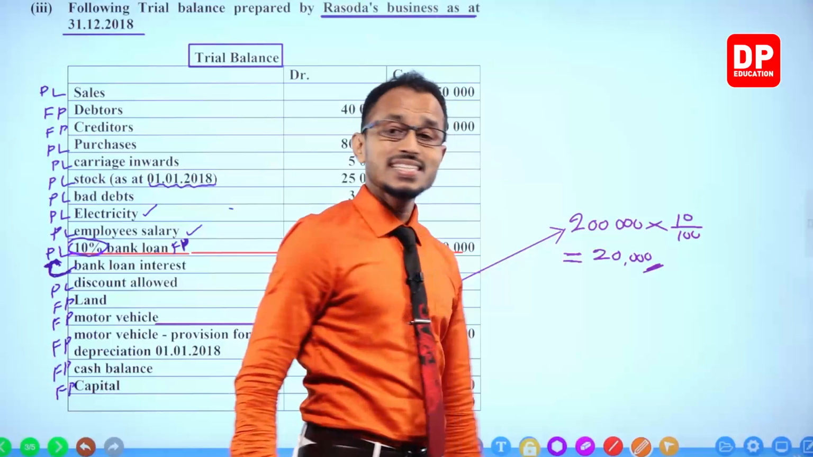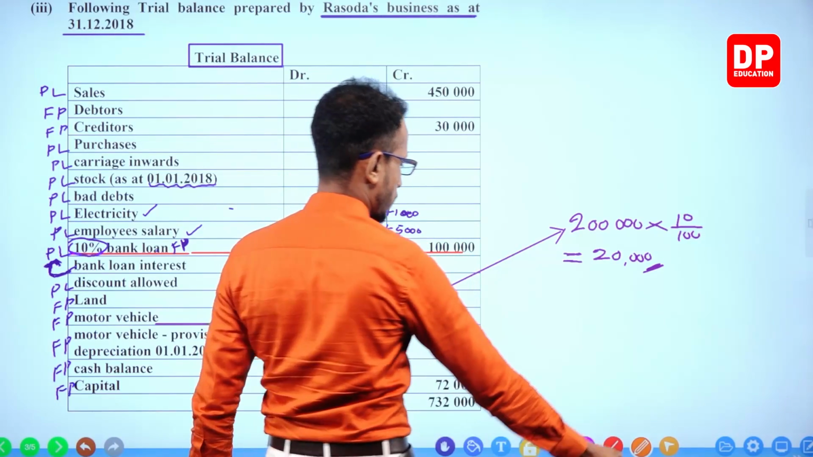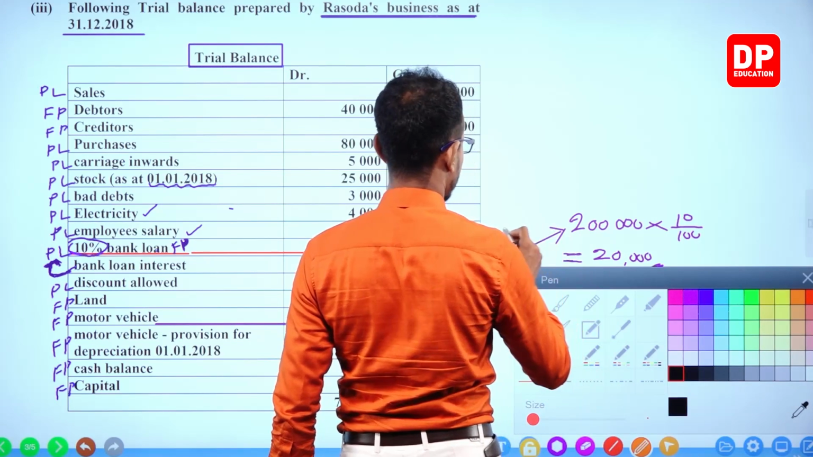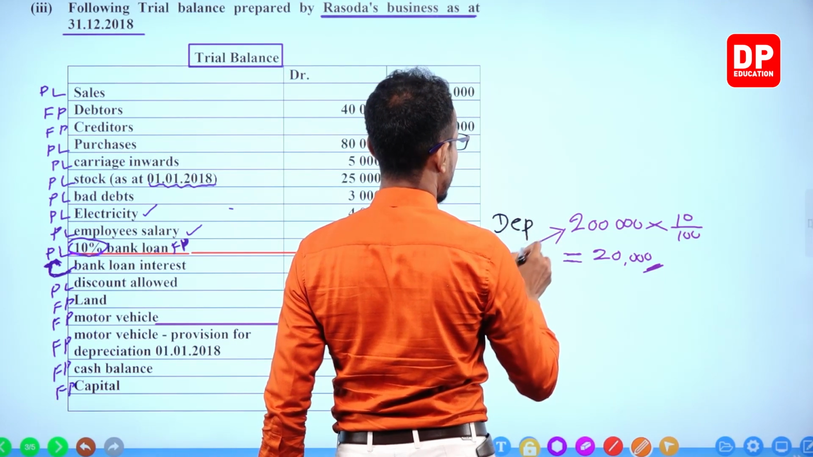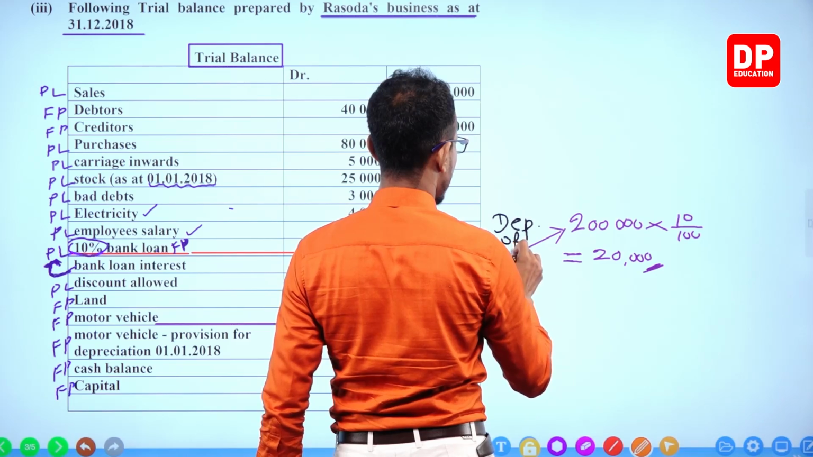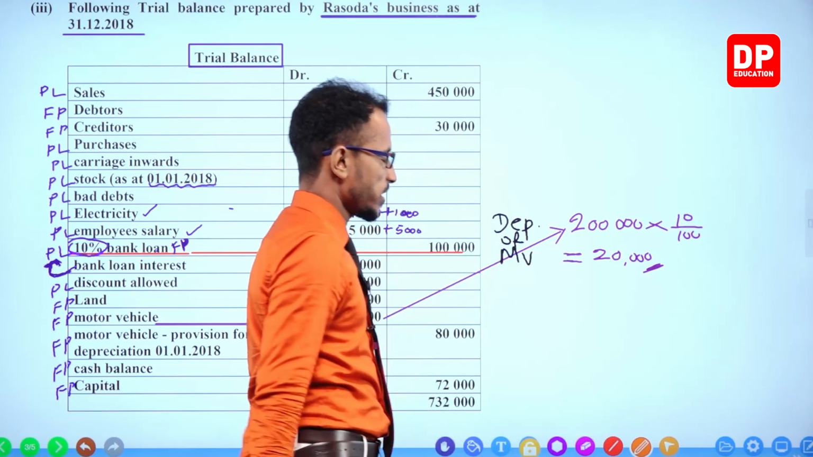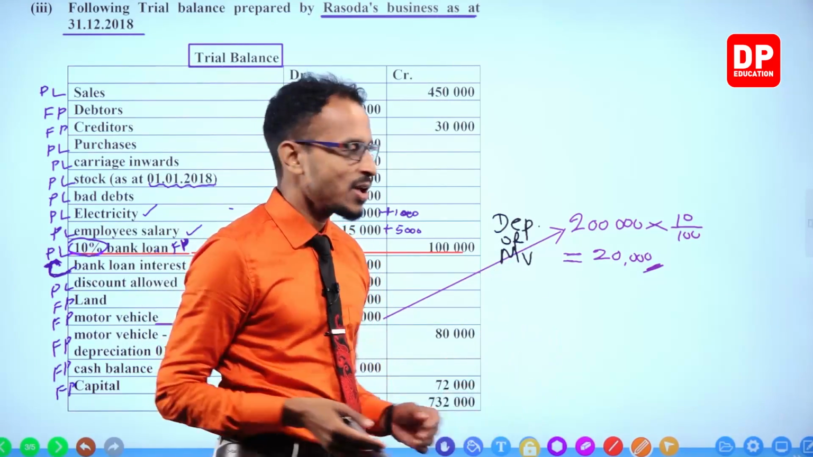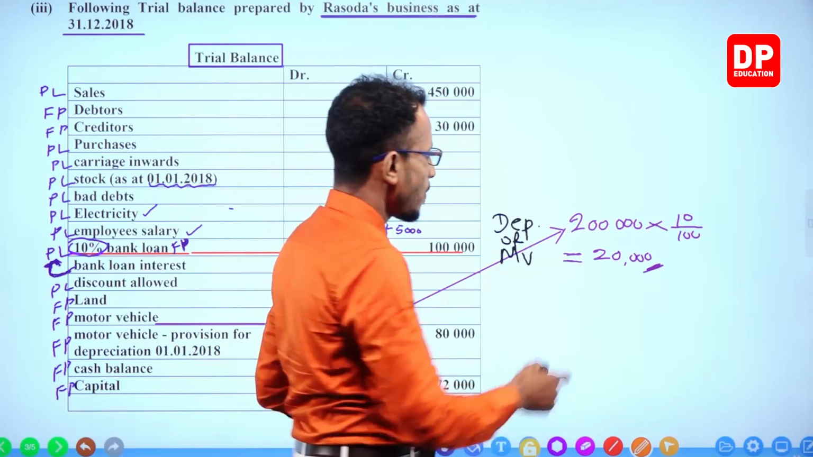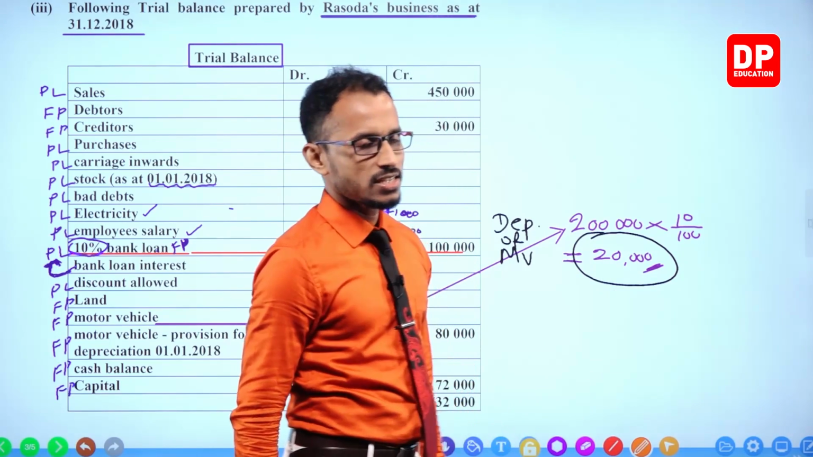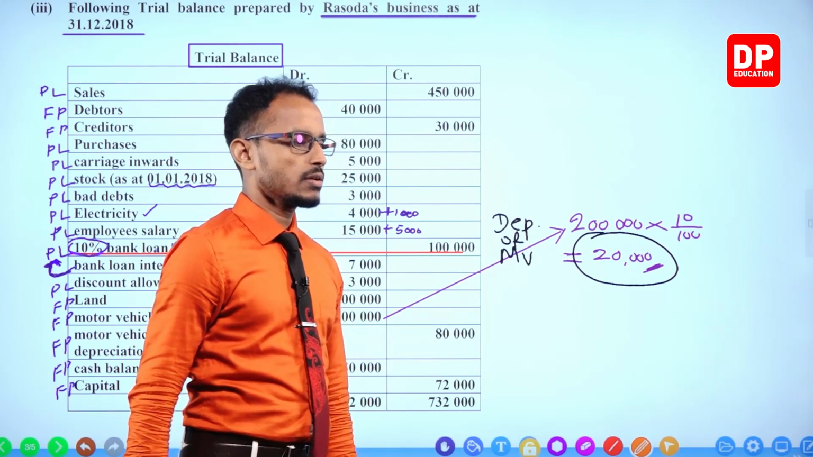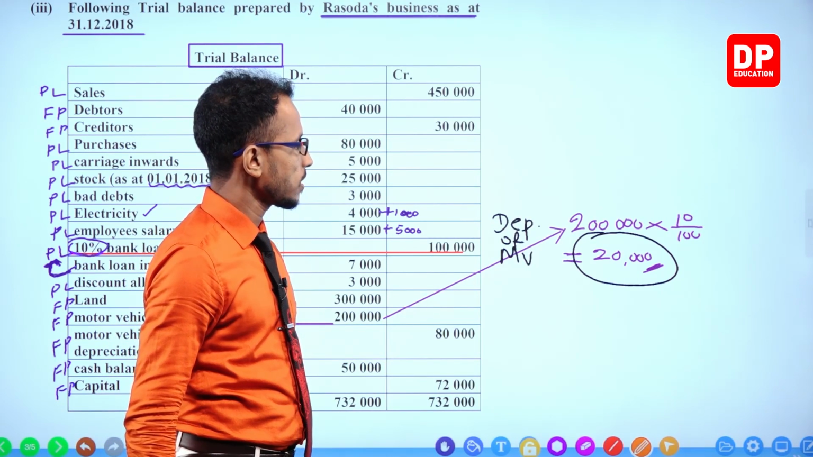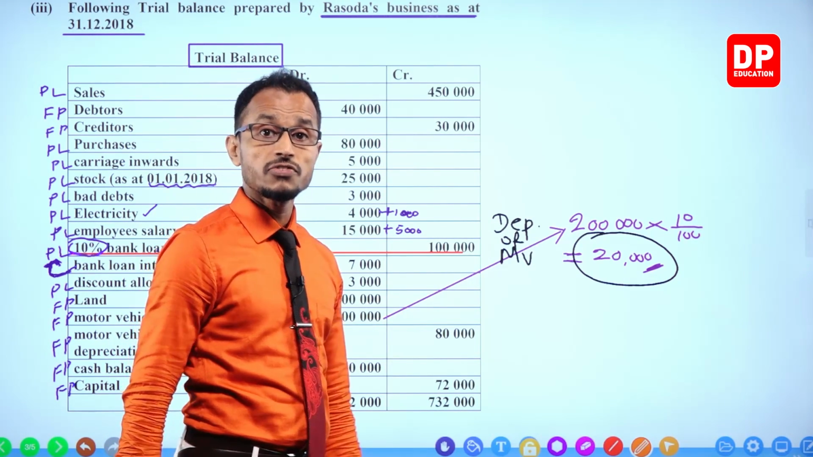What is this? This is depreciation. Depreciation of motor vehicles, 20,000. It is an expense. We know that depreciation is an expense. But don't take only 20,000. Check whether a provision for depreciation is given.